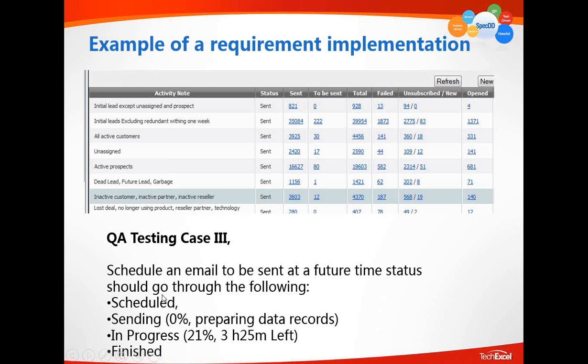as a matter of fact, I'll just jump to test case three. When you schedule an email to be sent at a future time, today is Wednesday, and I want to send an email tomorrow morning, then you should see the status as scheduled, to be sent tomorrow. And then by tomorrow morning, 9 a.m., when it's sending, it should be sending, then in progress and finished.